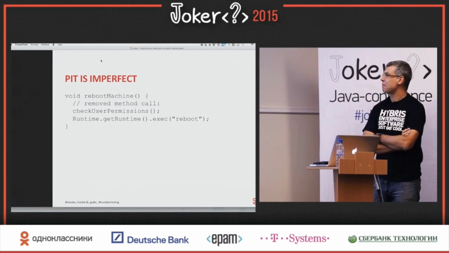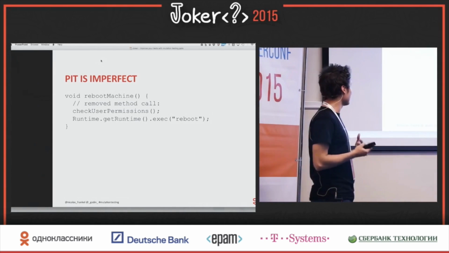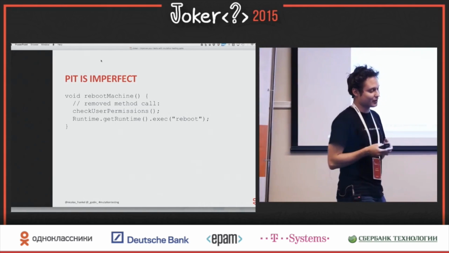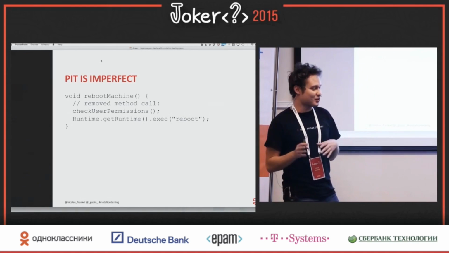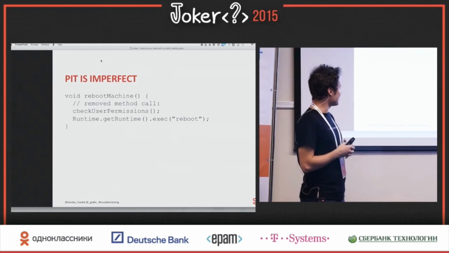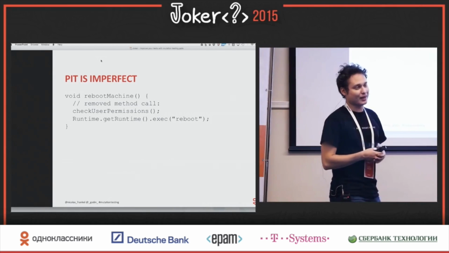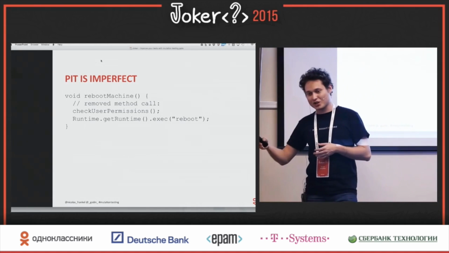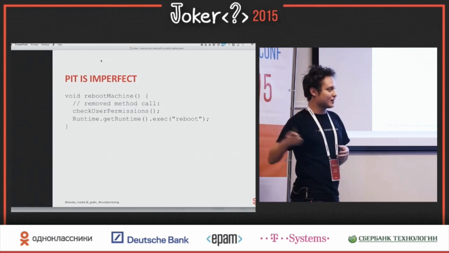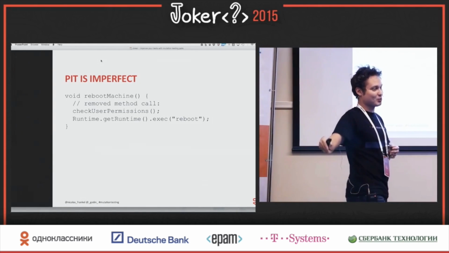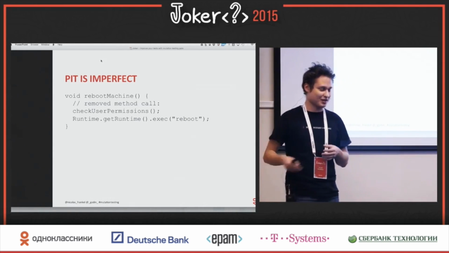Okay. Another example. Again, Pit is imperfect. Imagine that you have some unsecure code, let's say, such as rebooting a machine, which is not really a realistic example, but we could imagine. Or a more realistic example, you're doing something like rm -rf / plus some path. And by some coincidence, Pit decides to remove this plus path. So you're going to do rm -rf /.